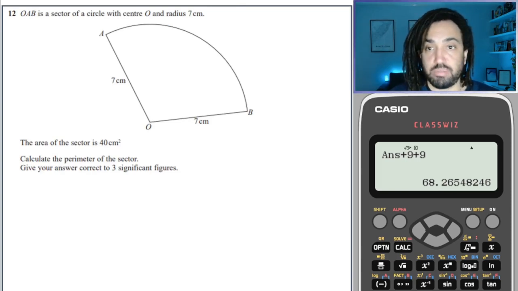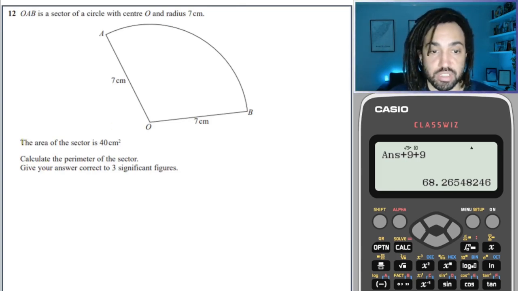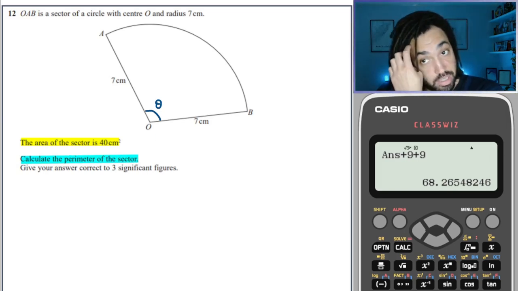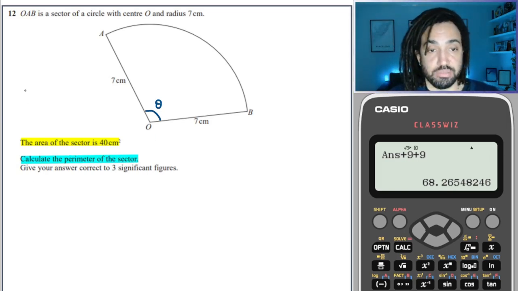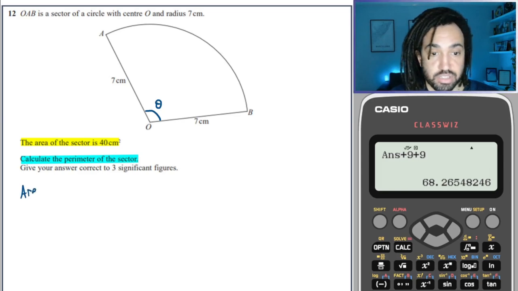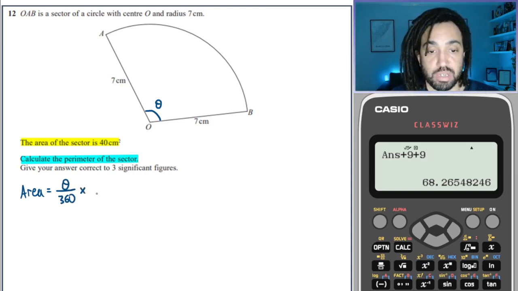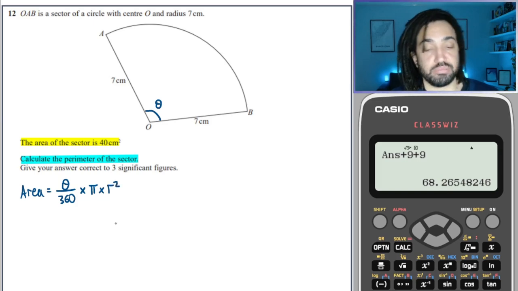Okay, more interesting question here. We're told the area, so we need to work backwards in order to work out the angle, and then that will allow us to use the angle to work out the perimeter of the sector. So the area formula is the angle over 360 multiplied by pi times r squared.